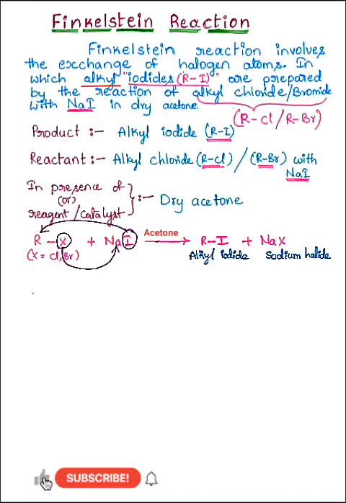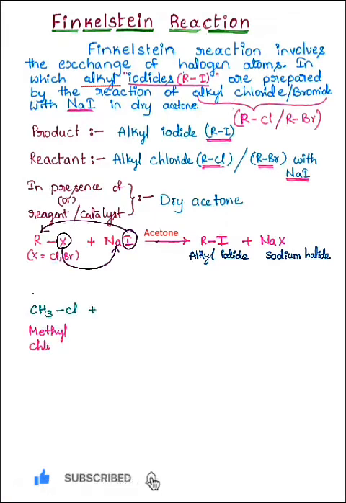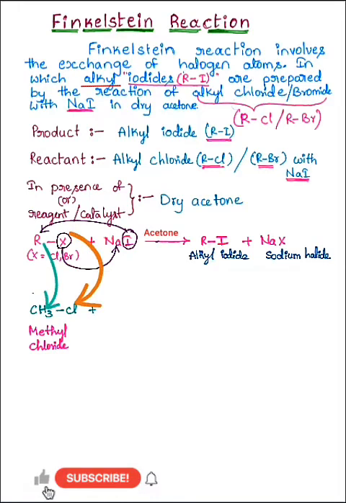Now let us understand this reaction by taking one example. So this is methyl chloride. This methyl chloride is the best example for an alkyl halide. Here, in the place of R we are taking methyl and in the place of X we are taking chlorine. And this methyl chloride is going to react with sodium iodide.